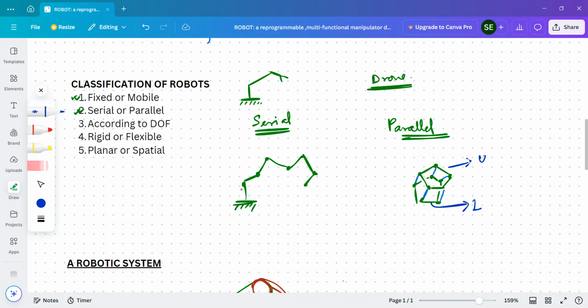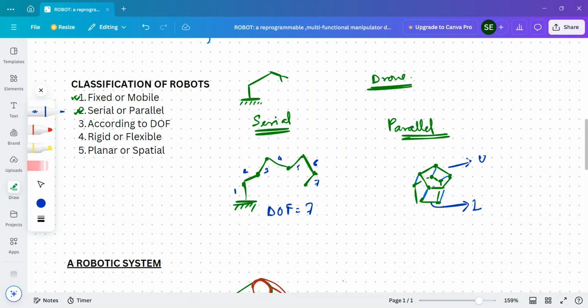Now in this serial robot, there is one joint, two, three, four, five, six, seven. So the degrees of freedom of this robot will be seven. Now, what is degrees of freedom? If you are a structural engineering student or a mechanical engineering student, you will definitely know about degrees of freedom. And if you don't know about it, I will explain in the upcoming session or later in this session.